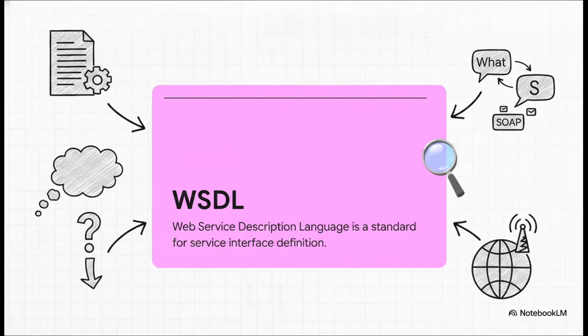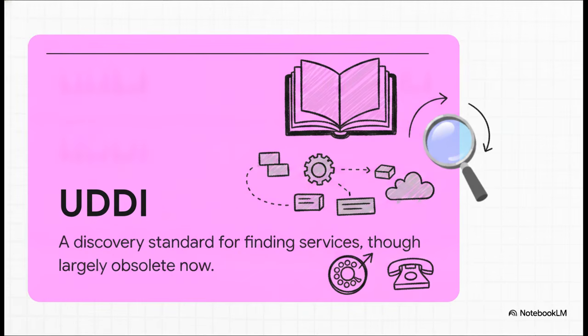Next, we have WSDL, which stands for Web Service Description Language. WSDL defines the service interface itself. To make this really easy to digest and remember, just use the what, how, and where framework from your textbook. A WSDL document specifies what the service does by defining its operations, how it communicates by mapping the interface to a messaging protocol like SOAP, and where to find it by providing the specific internet location or endpoint of the service.